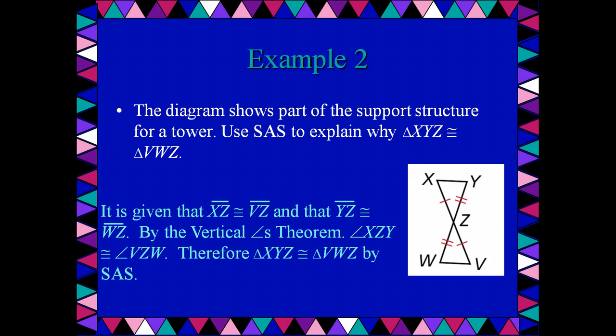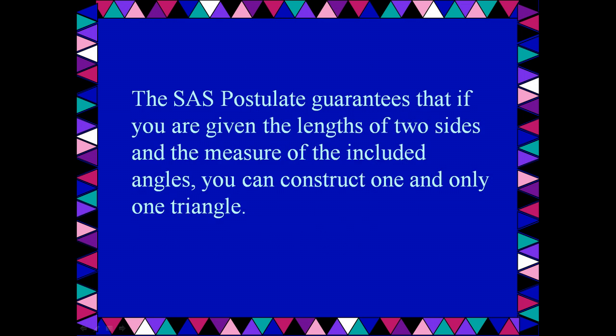And we prove it this way. It is given that XZ is congruent to VZ, and that YZ is congruent to WZ. By the vertical angles theorem, angle XZY is congruent to angle VZW. Therefore, the two triangles are congruent by the side, angle, side congruence postulate. The side, angle, side postulate guarantees that if you are given the lengths of two sides and the measure of the included angle, you can construct one and only one triangle.